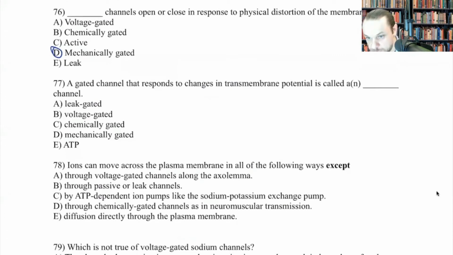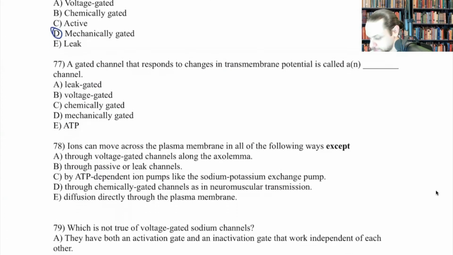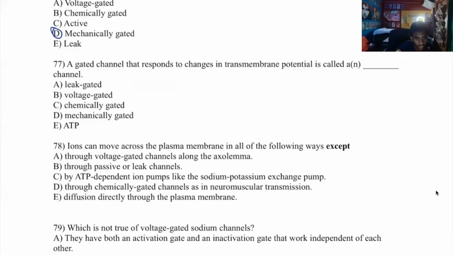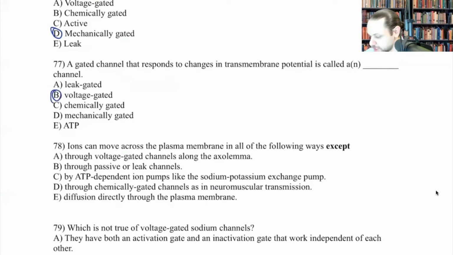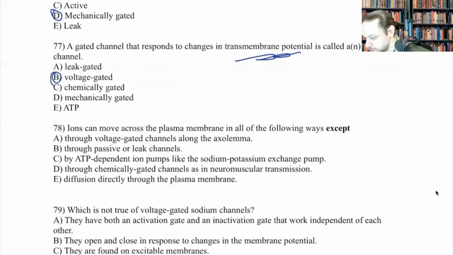77. We got Steven. A gated channel that responds to changes in a transmembrane potential is called, and that's B, voltage gated channel, which is correct. Yeah, transmembrane potential, right? So they're referring to the response in depolarization and repolarization. So B is the correct choice.